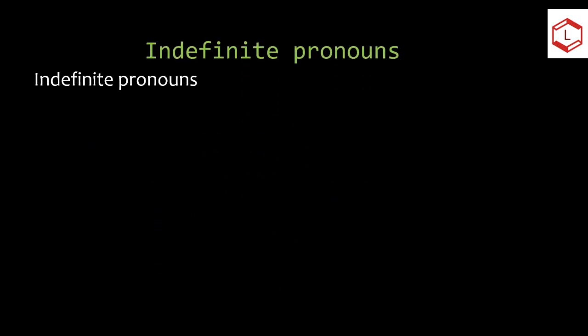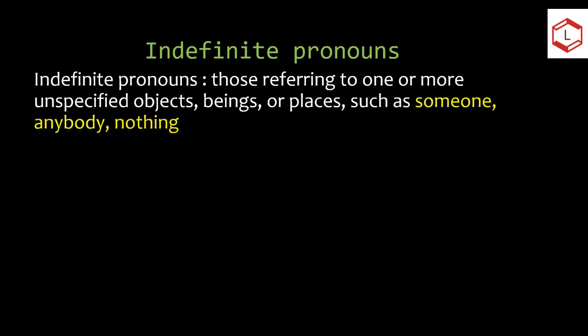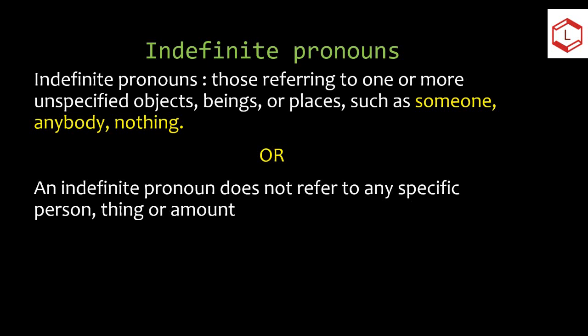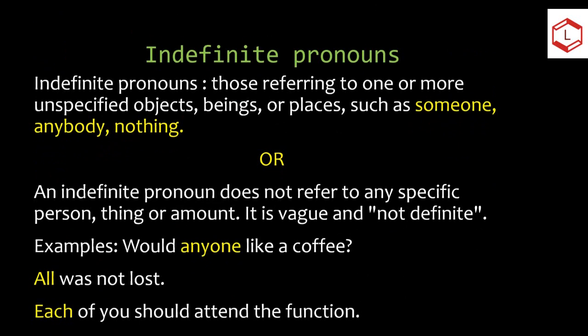Indefinite pronouns are those referring to one or more unspecified objects, beings, or places, such as someone, anybody, nothing. In other words, you may say, an indefinite pronoun does not refer to any specific person, thing, or amount. It is not definite. Look at the following examples.